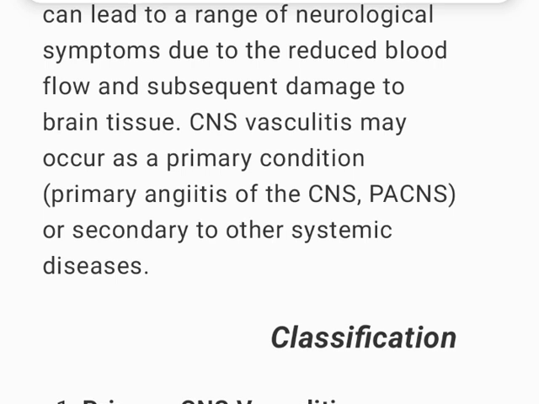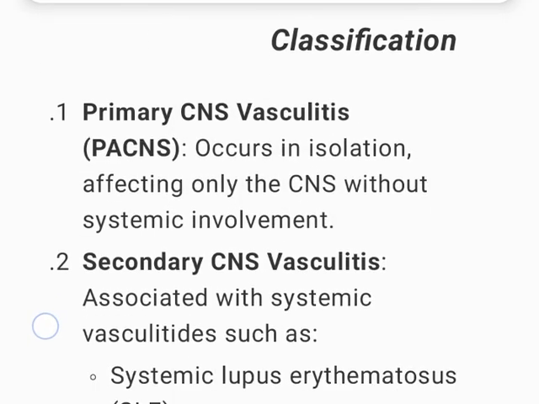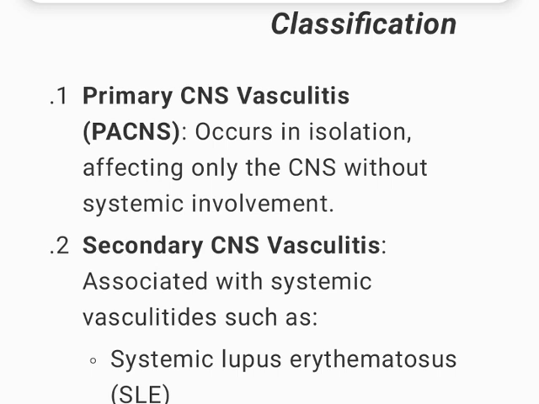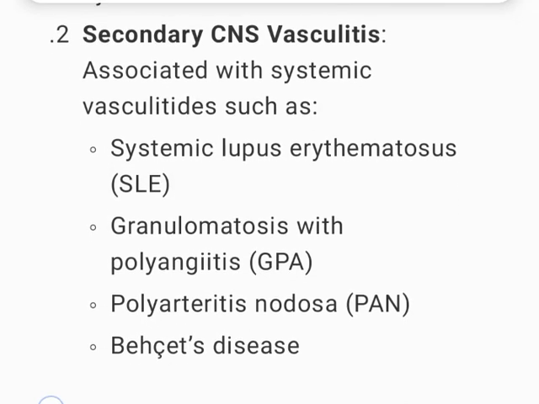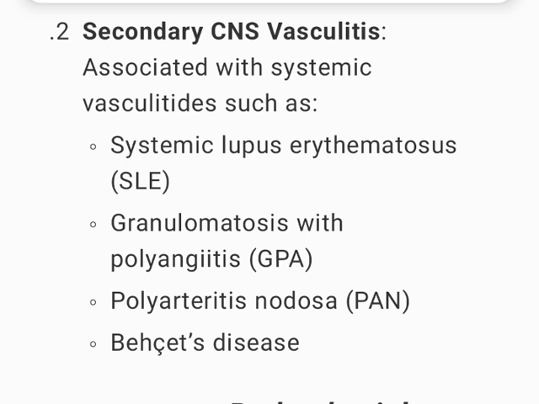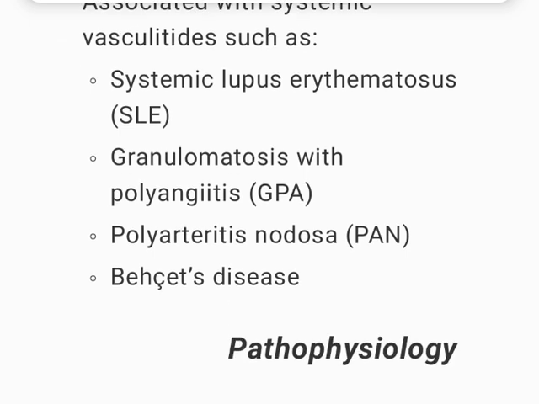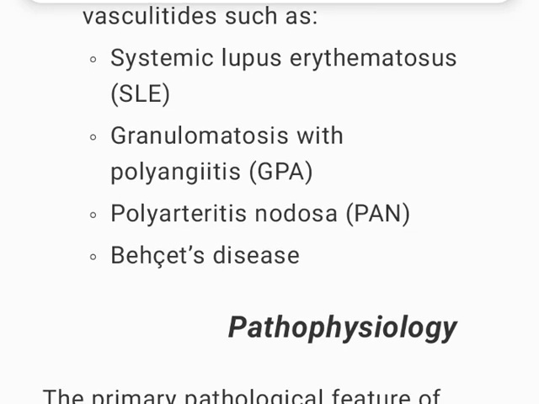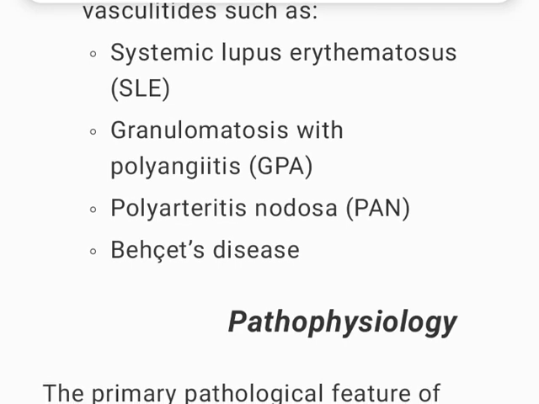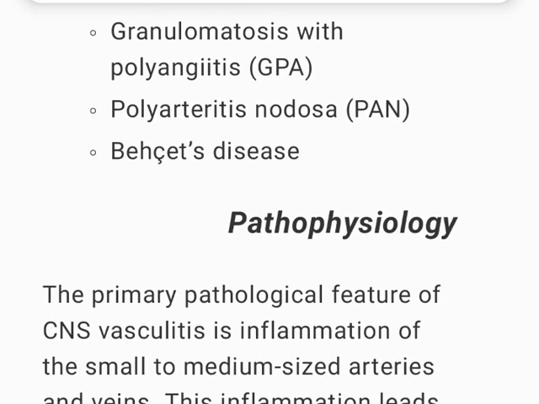CNS vasculitis may occur as a primary condition, primary angiitis of the CNS, PACNS, or secondary to other systemic diseases. Classification: 1. Primary CNS vasculitis occurs in isolation, affecting only the CNS without systemic involvement. 2. Secondary CNS vasculitis, associated with systemic vasculitides such as systemic lupus erythematosus, SLE, granulomatosis with polyangiitis, GPA, polyarteritis nodosa, Behçet's disease.